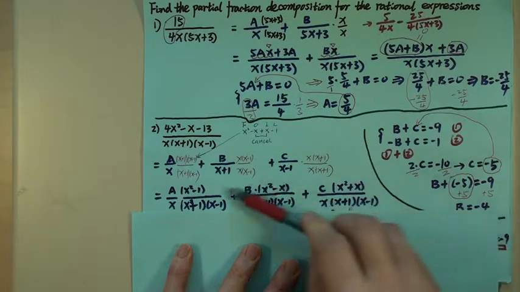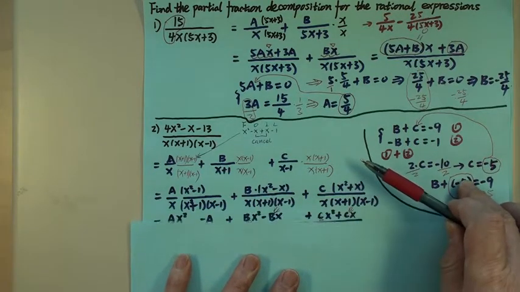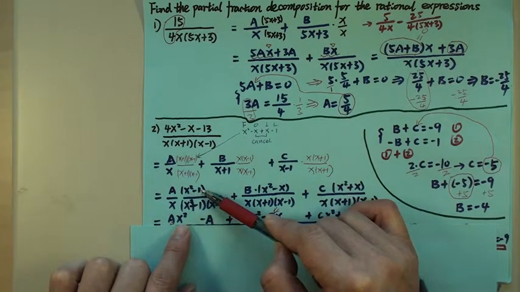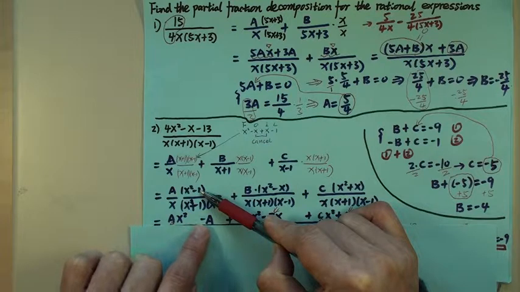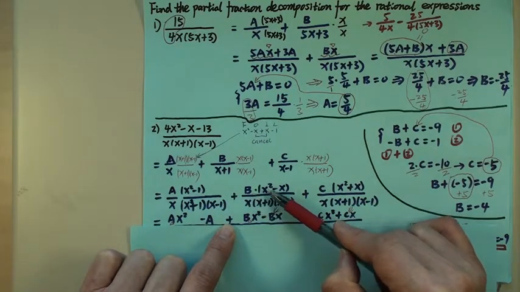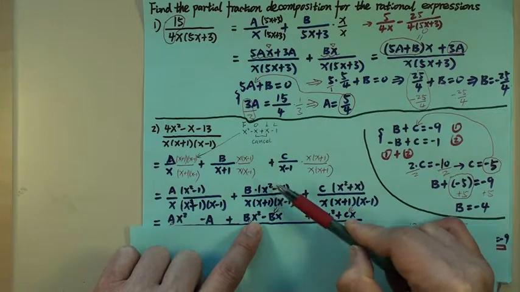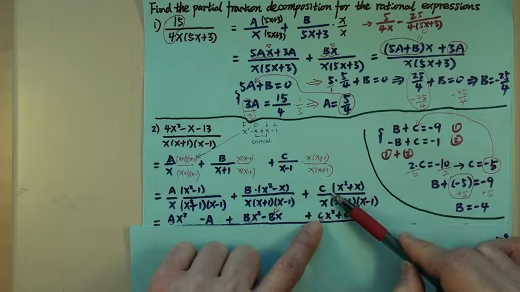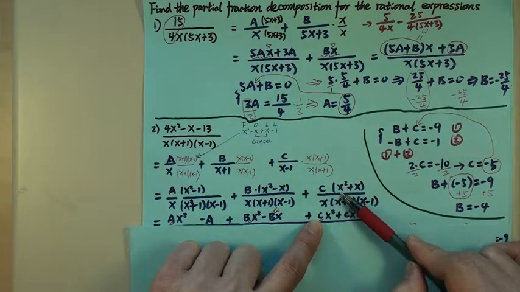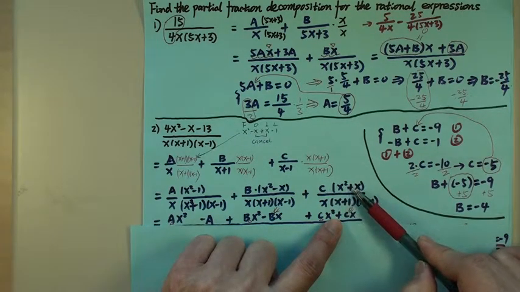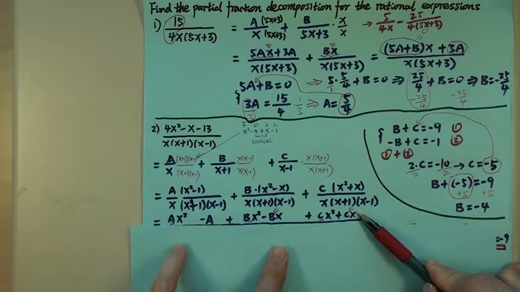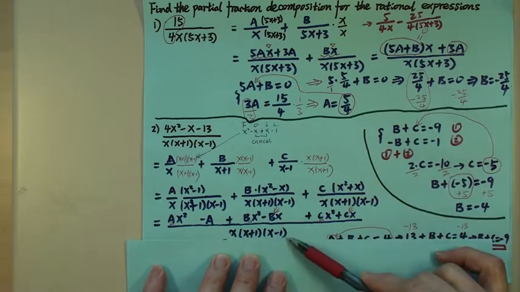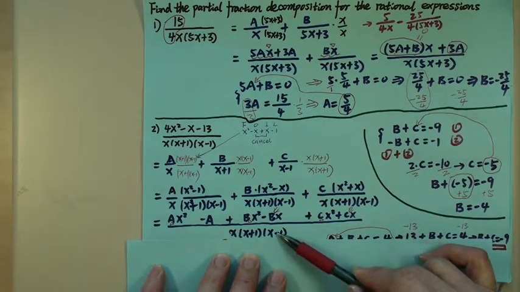Okay, now let's put the numerators together. A times x squared is ax squared, a times negative 1 is negative a, and then b times x squared is bx squared, b times negative x is negative bx. C times x squared is cx squared, plus c times x is cx. Again, the denominators are the same. We don't do anything with the denominators.